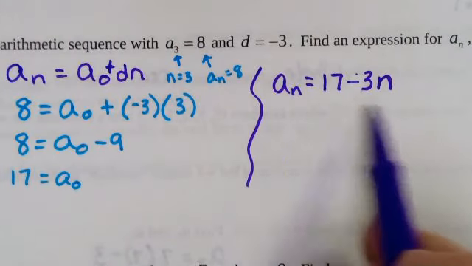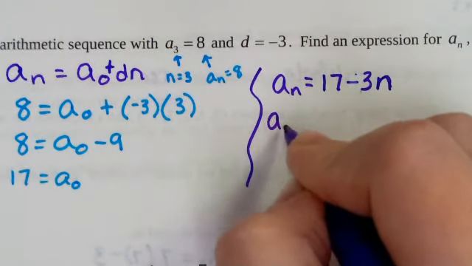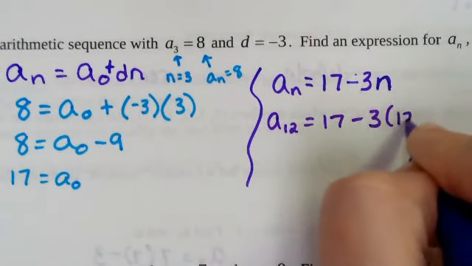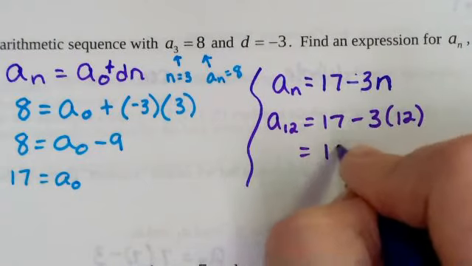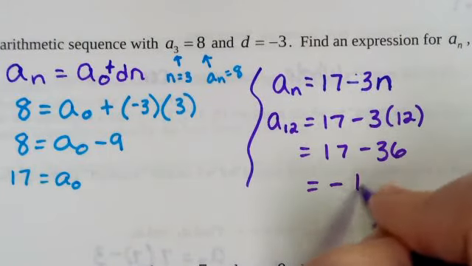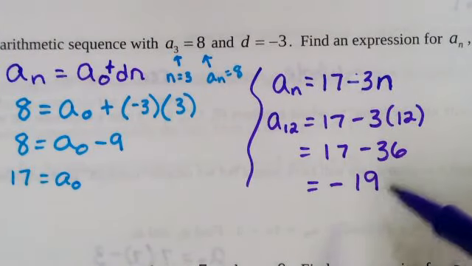So that we can have an expression for n. That would be a really nice equation to be able to solve for any term in the sequence. And they specifically, on this problem, ask us to find a sub 12. So we're going to plug in a 12. This would be 17 minus 36, and that would give us -19. You might be saying, I thought we can't have negative numbers. For your input, n can't be negative, but the output can be negative. That's okay.